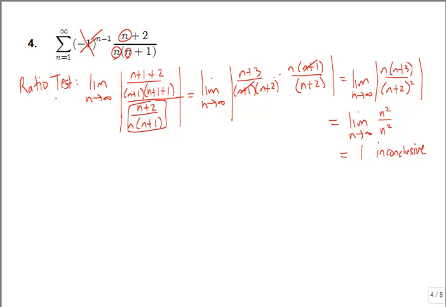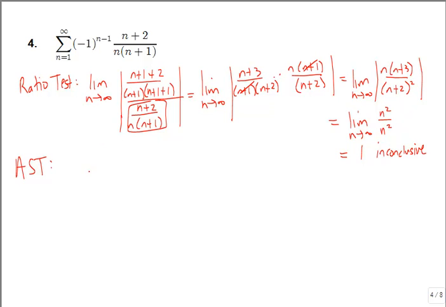So the ratio test doesn't work on this particular problem. It doesn't tell us whether it converges or diverges. So I'm going to go back to this original series, and because it does have that alternating piece to it, we can try the alternating series test. So let's pull that out and see if that can help me decide one way or the other.